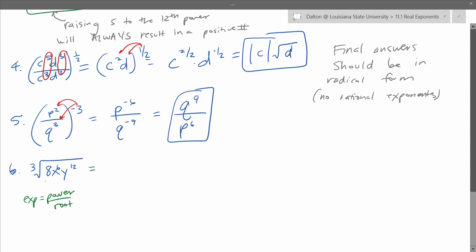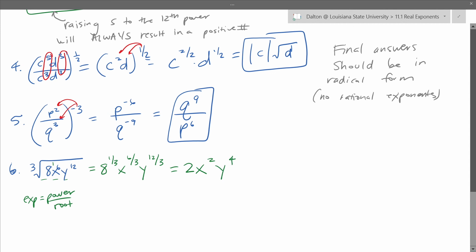So if I take each of my individual terms, 8, x, and y, and write them with their power over root, I'd get 8 to the, technically there's a first power there, right? So 8 to the 1/3 power times x to the, its power is 6 over 3, times y to the 12 over 3rd power. Now, 8 to the 1/3 power, you're going to get pretty good at that if you don't know it already. That's the same thing as just the cube root of 8, which we know is 2. And then it's going to be x to the 6/3 power, which is just going to be x squared. And then y to the 12/3 power is going to be y to the 4th power.